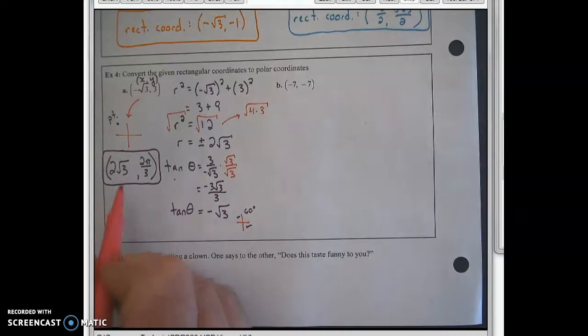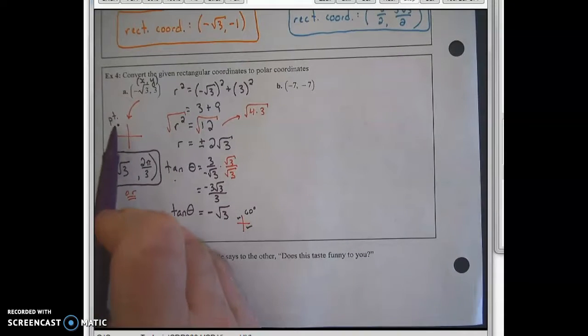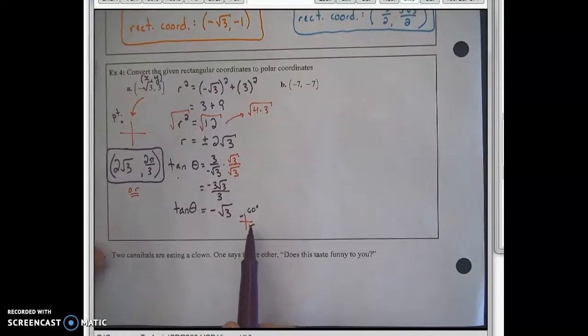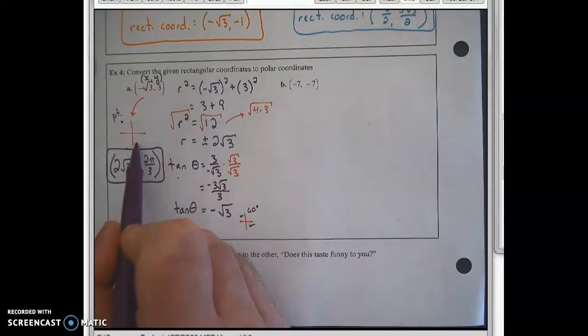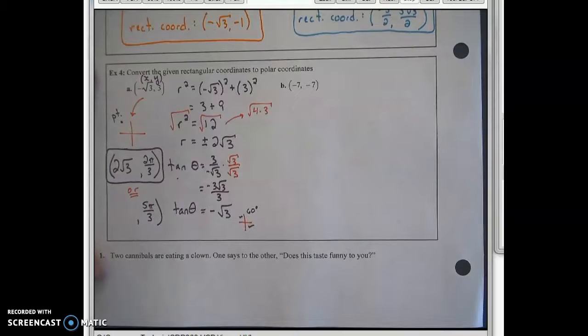You have two acceptable answers. I chose to use the quadrant that the point was actually in. I could also choose the quadrant across from that. So what's the 60 in this section? That would be 5 pi over 3. By the way, you could also write negative pi over 3. Those are all the same thing.